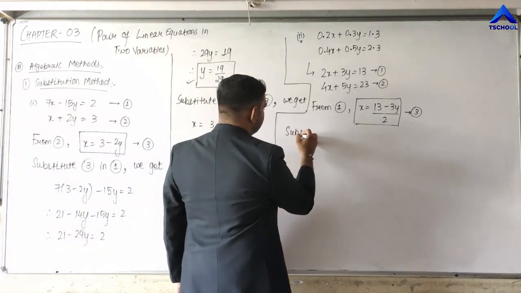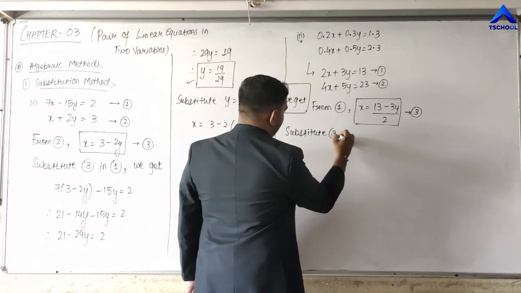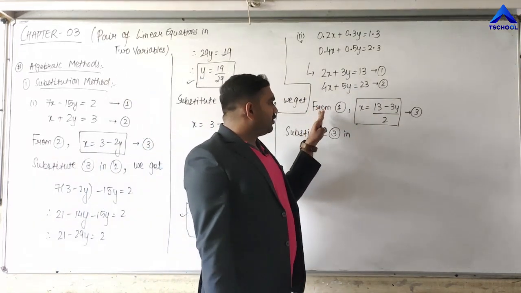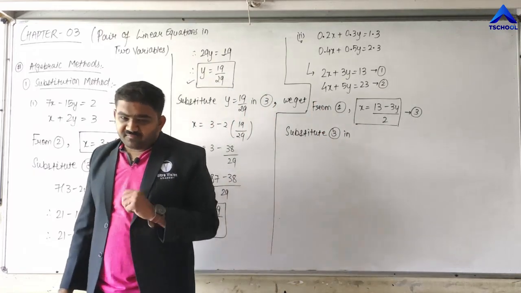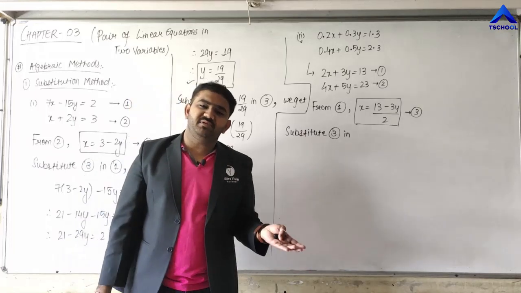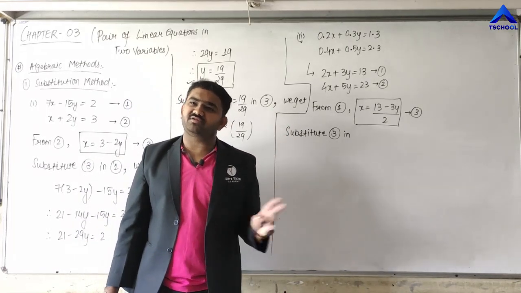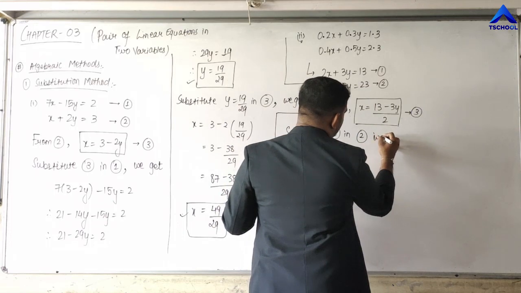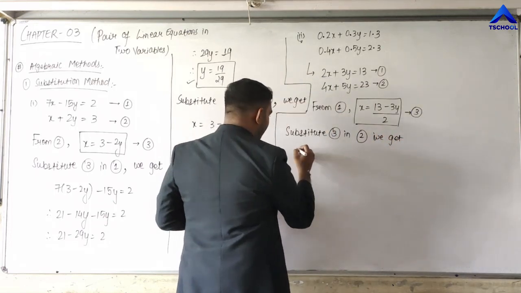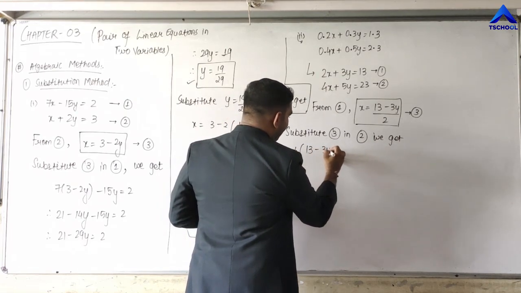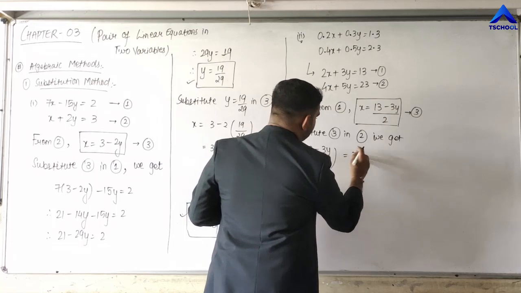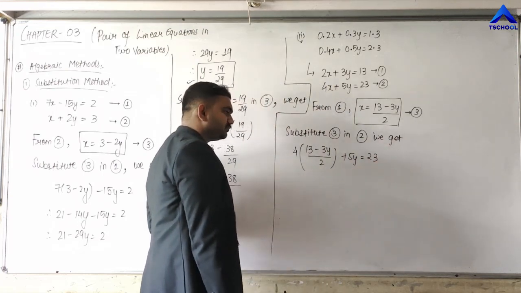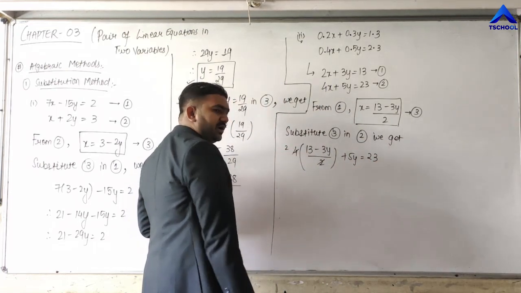Substitute equation 3 in, where shall we substitute now? Good, in equation number 2, because we have taken out the value of x from the first equation. So now again we are not going to substitute that x equals to this thing in the first equation, because that will lead us to nowhere. So we shall substitute this in the second equation. That is 4 into 13 minus 3y by 2, plus 5y equals to 23. Right, you can cancel this out, 2 and 4 by 2.